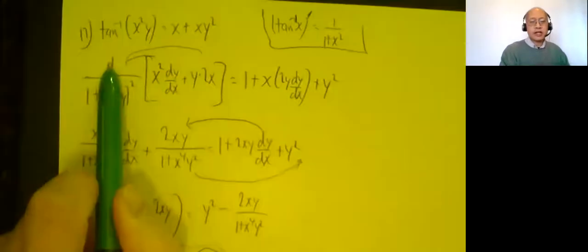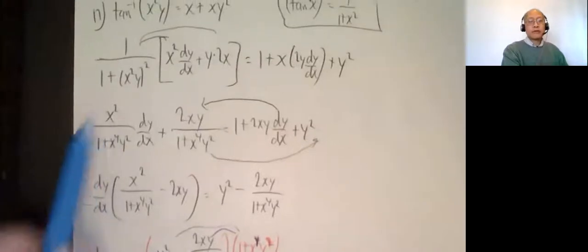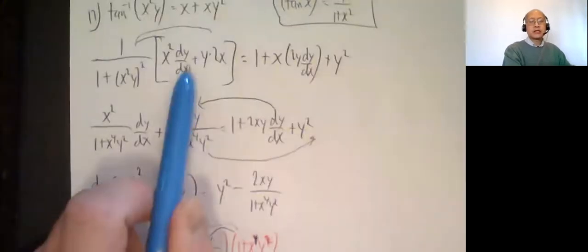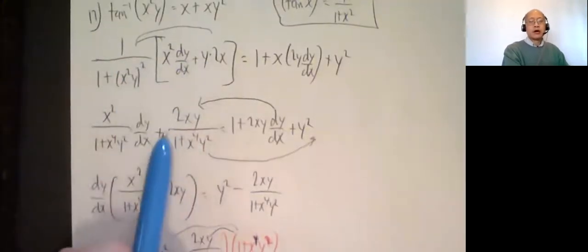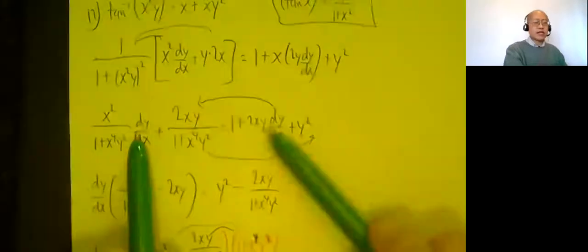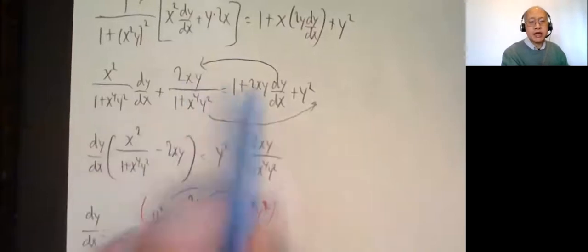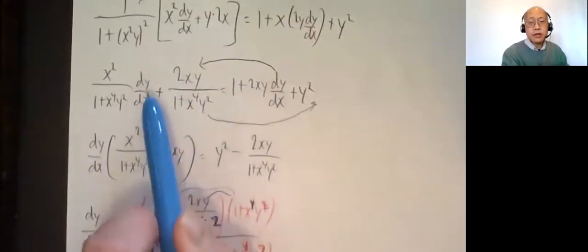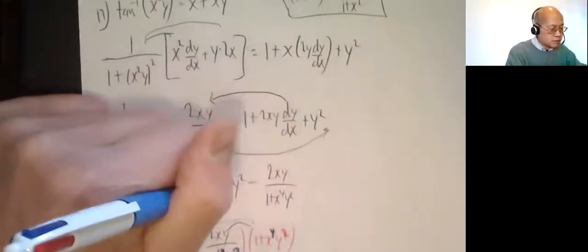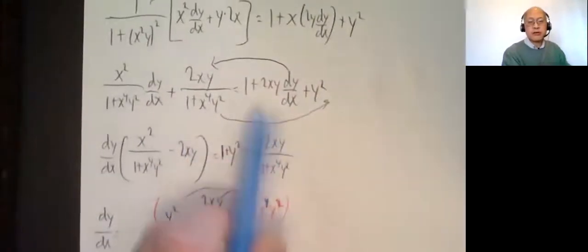Okay, slide all of this on top. So I have x squared over 1 plus x to the fourth y squared dy/dx plus, then I distribute this, 2xy over 1 plus x to the fourth y squared. The reason why I split it up is because I want all the stuff with the dy/dx together eventually. And I leave this alone. Okay, so all the dy/dx's are on the left. So I bring this one over and I bring this one on this side. And it looks like I left off the one, sorry, so one. Okay, so that goes over.